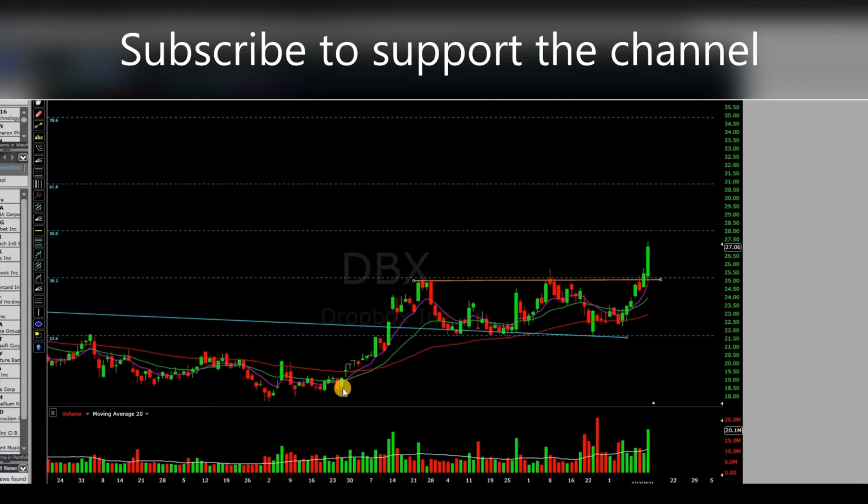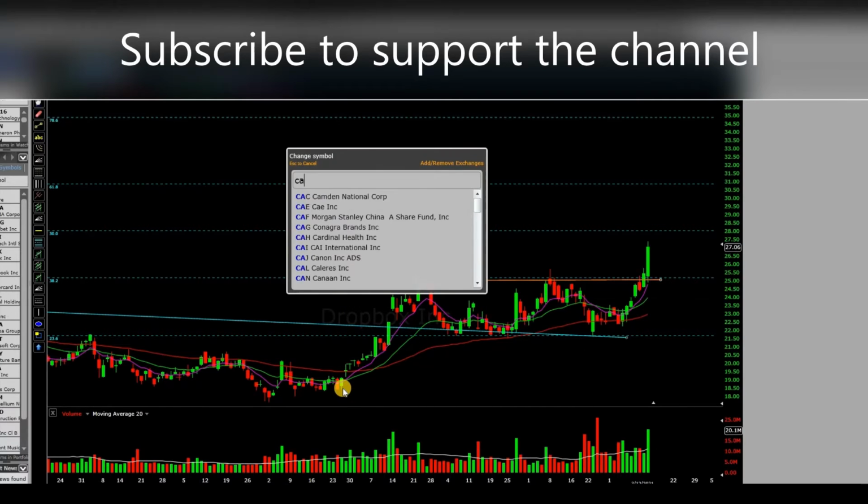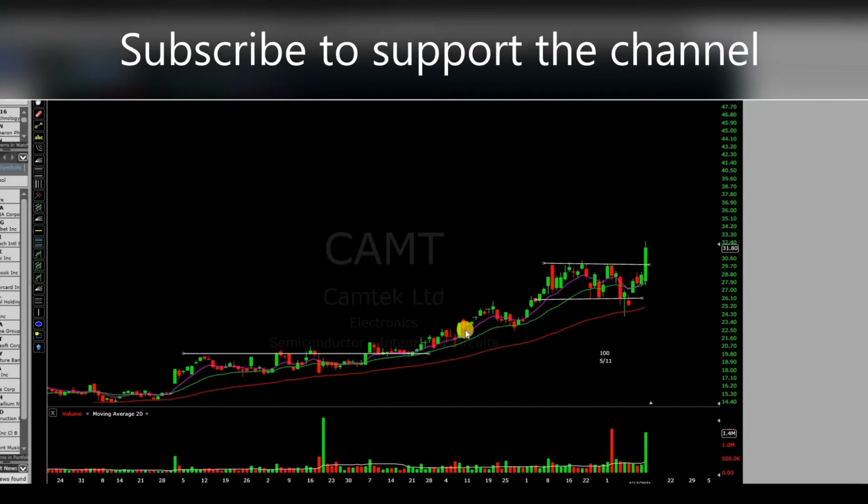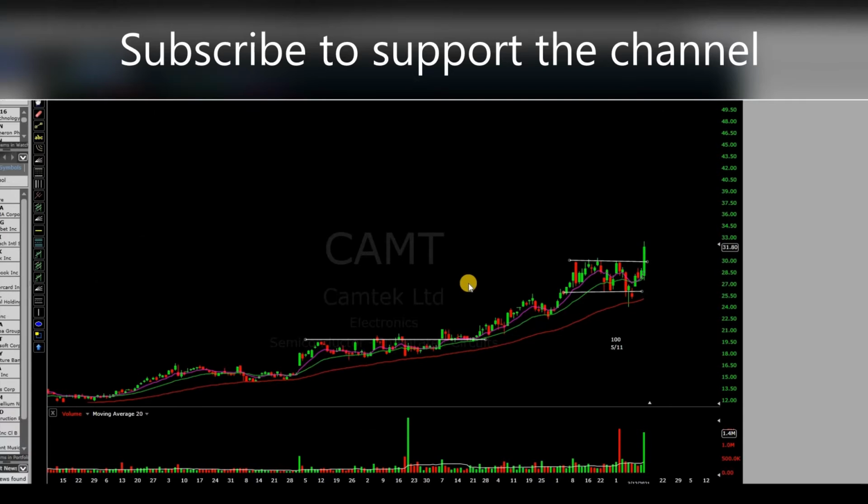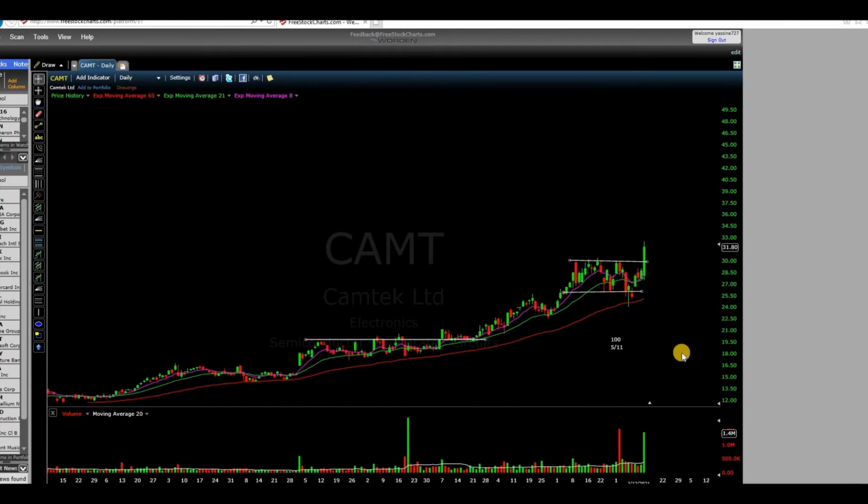But this is another one you want to watch. DBX, CAMT. I don't know if you noticed this last time. This is really another semiconductor stock that really is doing good. Look at that huge volume. So CAMT. I usually don't like chasing them when they go above 5%. I will wait for the pullback to the 21 or consolidation or something like that.